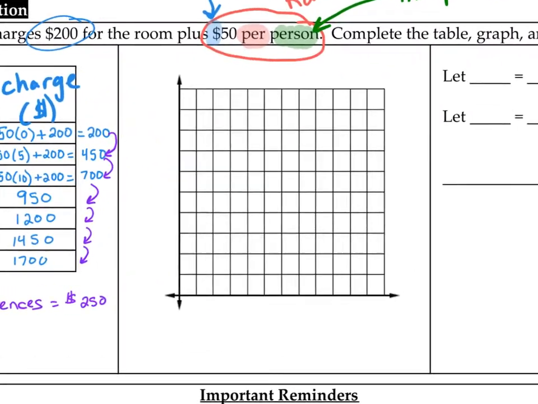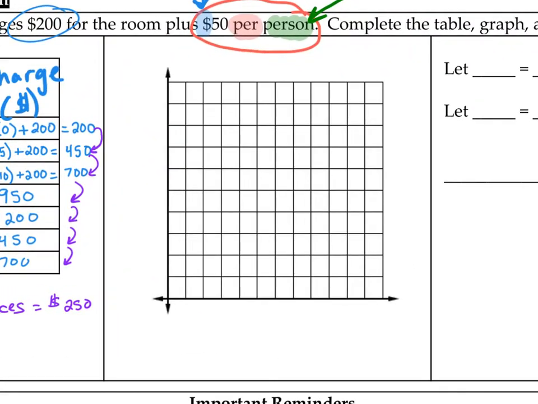Now, to make the graph, you want to put the independent variable on the x-axis. So that would be number of people. And I'm going to make my scale, so 4 squares is going to be 10 people, and then 20, and then 30.